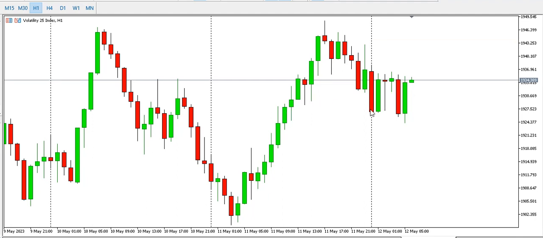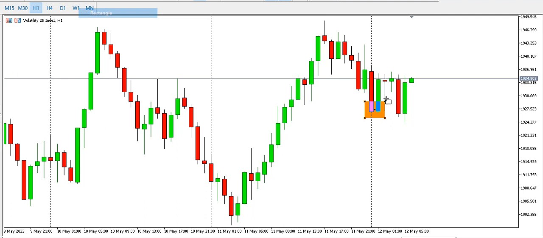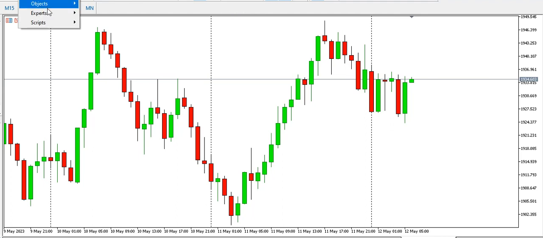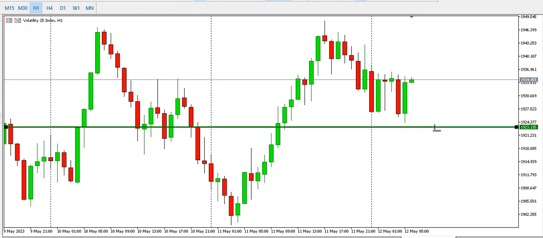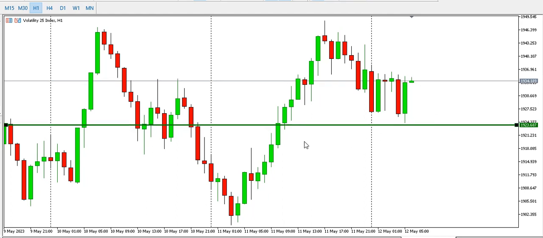Look at a double bottom on the V25 1-hour time frame. On the V25 1-hour time frame, we can see a clear double bottom. So price is going up. As it's going up, it is going to target this top area. But if you are buying, your stop loss could be somewhere around here. Place a stop loss there.